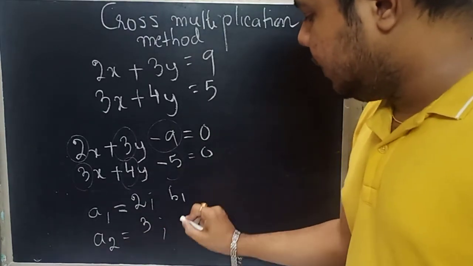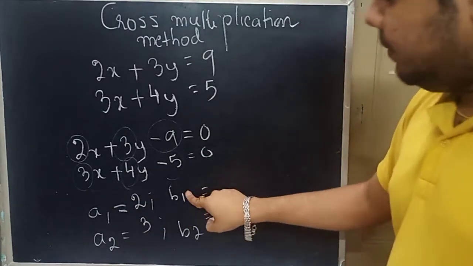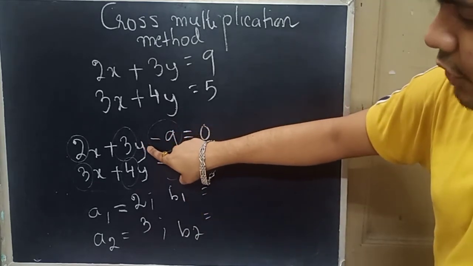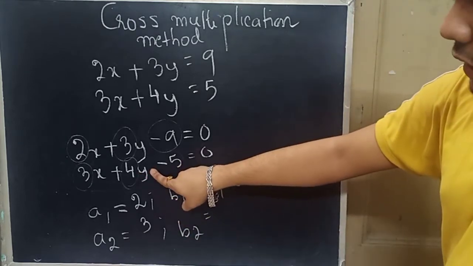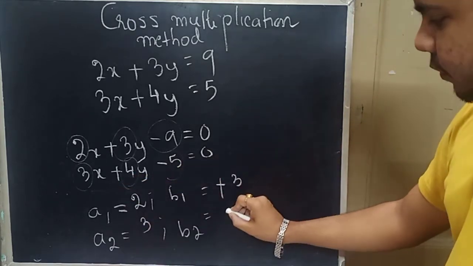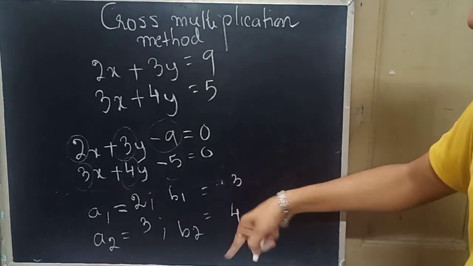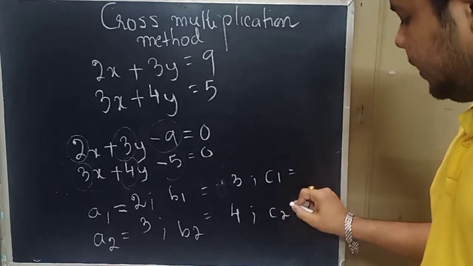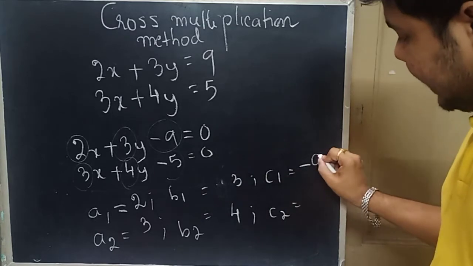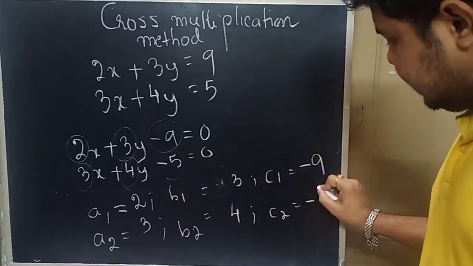Again I am coming to b1 and b2. b1 means the value with y in the first equation, which is plus 3. b2 means the y value in the second equation, which is plus 4. You can write plus or not, it doesn't matter, but for minus you have to indicate. c1 and c2: my c1 term is minus 9, and my c2 term is minus 5.